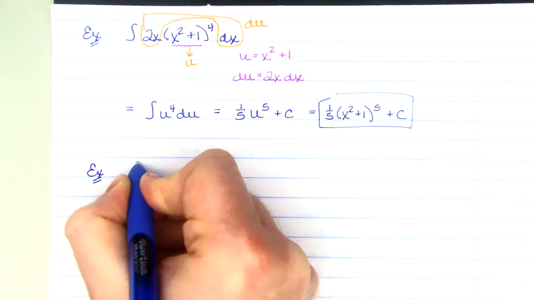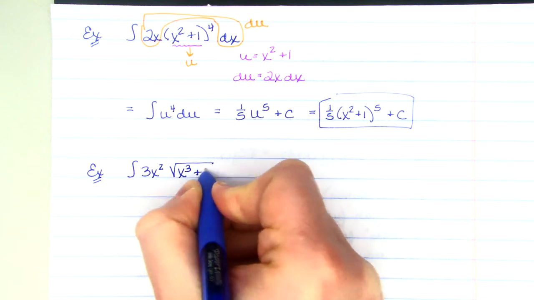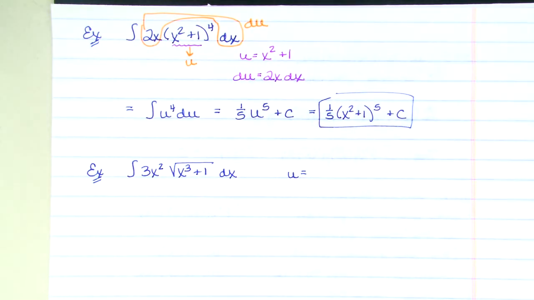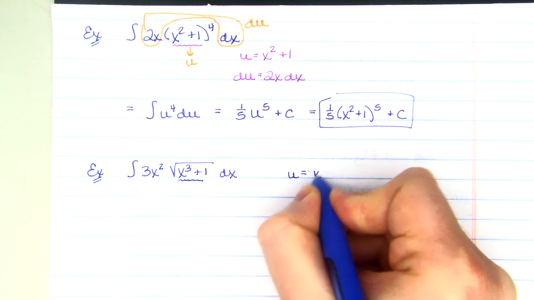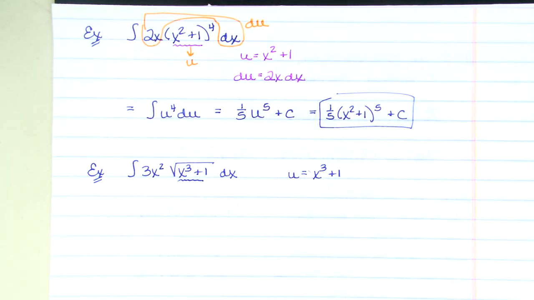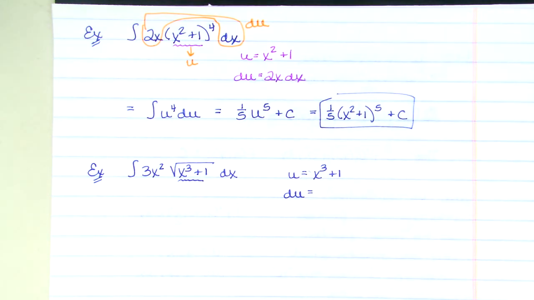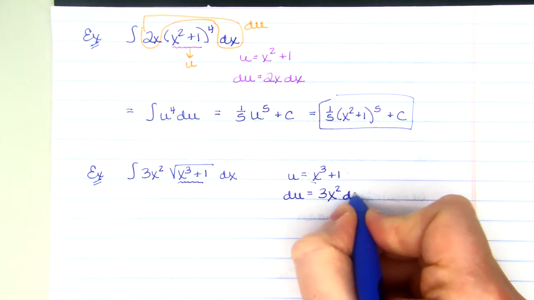Let's try another. Let's try the integral of 3x squared times the square root of x cubed plus 1 dx. I need a u, the inside function whose derivative also shows up. What should u be? I'm going to try making u this thing that's under my square root. I'm going to make u x cubed plus 1. Okay, if u is x cubed plus 1, we need the derivative of this thing in differential form. What's du? What's the derivative of x cubed plus 1? Derivative of x cubed, 3x squared dx. Derivative of 1 is 0.